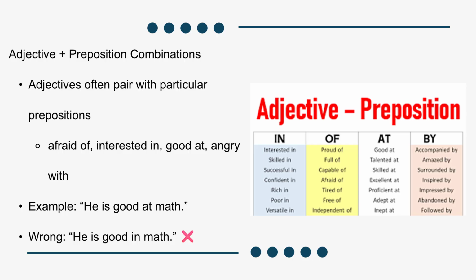Adjective plus preposition combinations. Let's move to adjective and preposition pairs. Adjectives often combine with specific prepositions. For example, afraid of, good at, angry with, interested in. Correct: he is good at math. Incorrect: good in math. Watch for small changes that affect meaning.